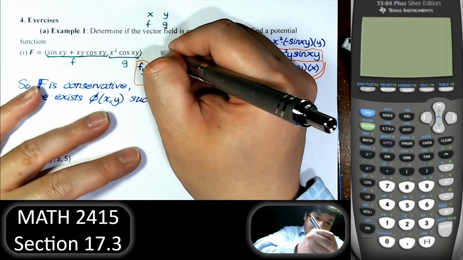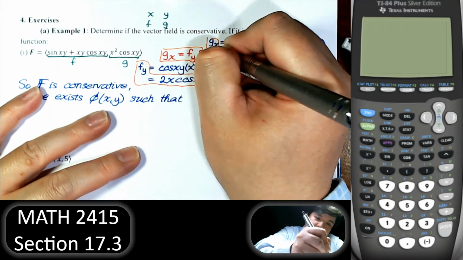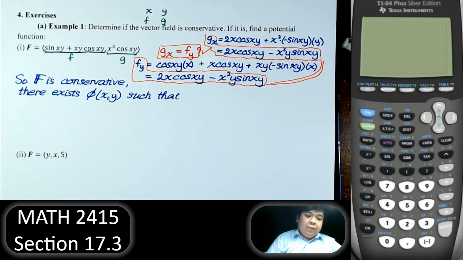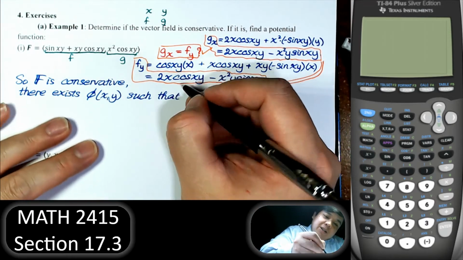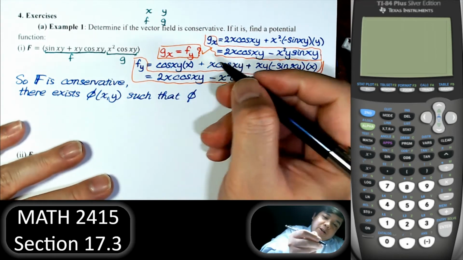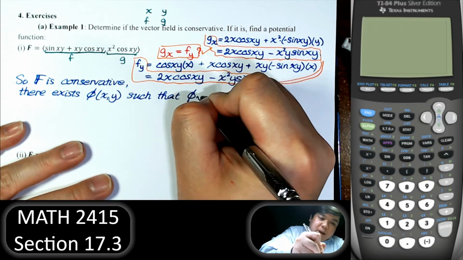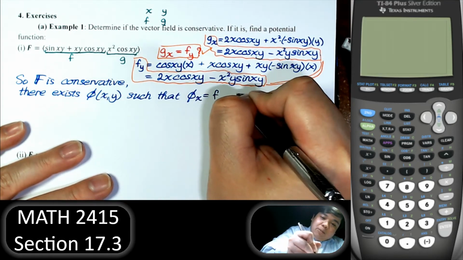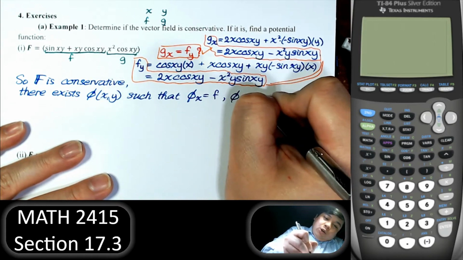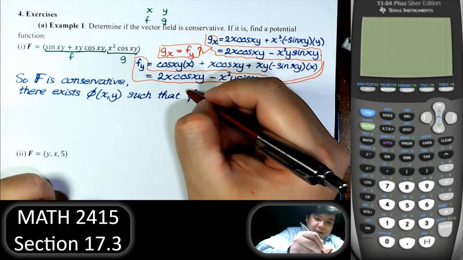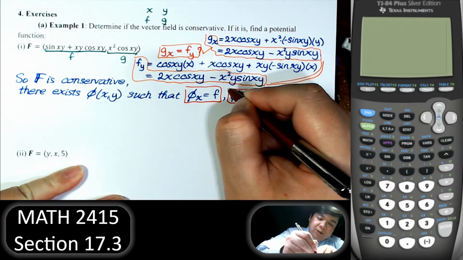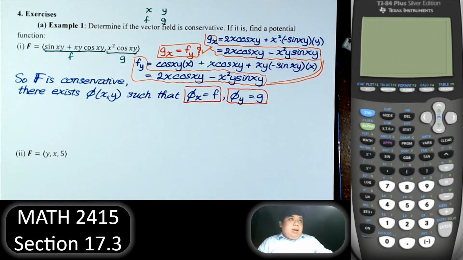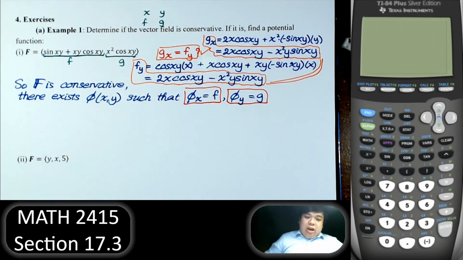So this condition is satisfied such that the partial derivative with respect to x equals f and the partial derivative with respect to y equals g. Right? So if it is conservative, that's what we have.